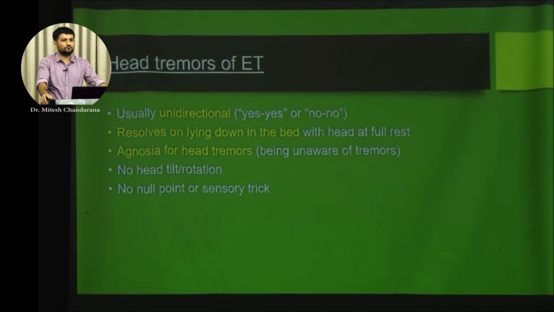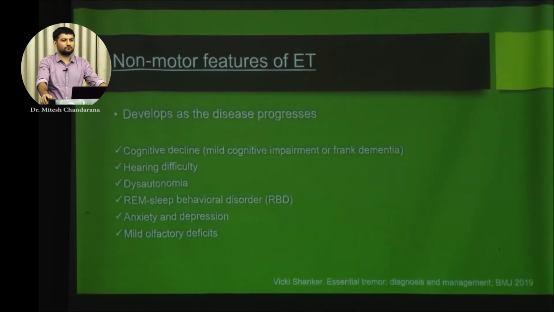Head tremors in ET are usually unidirectional, either yes or no type. It resolves on lying down in bed with the head at full rest. So the tremors of the head are action tremors in ET patients. There is often agnosia for head tremors, that is, patients are sometimes unaware of the tremors, particularly when they are mild. And there is no head tilt or rotation, no null point or sensory trick.